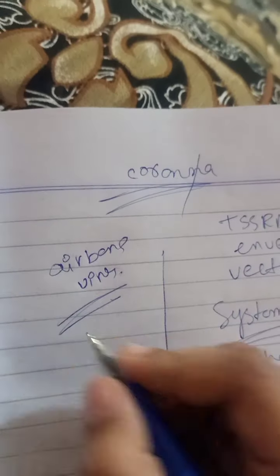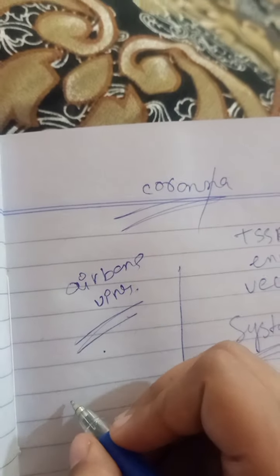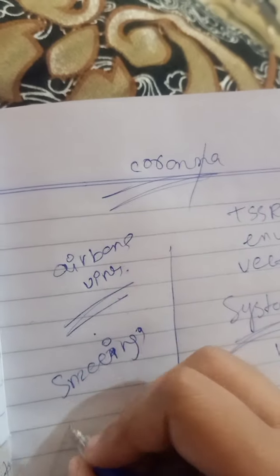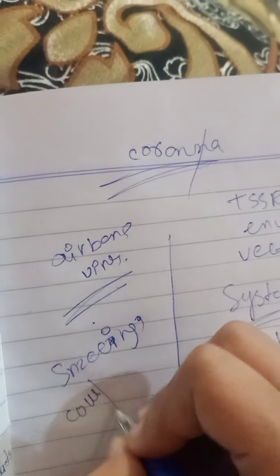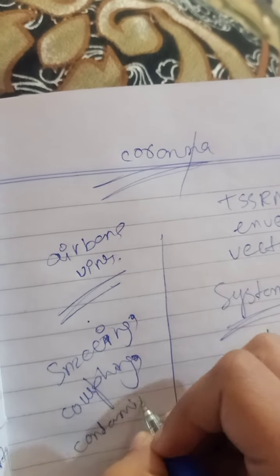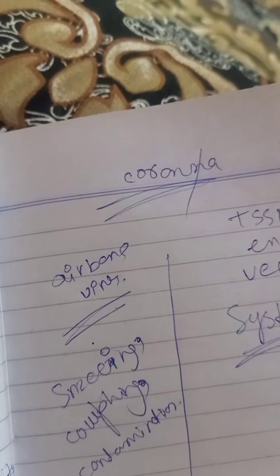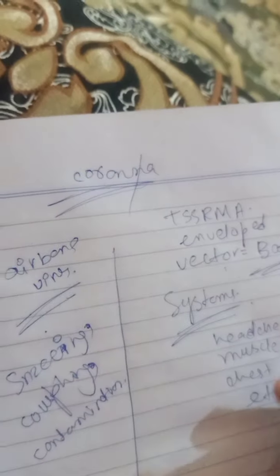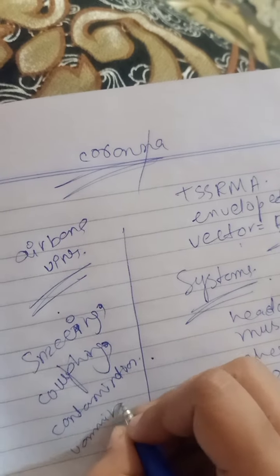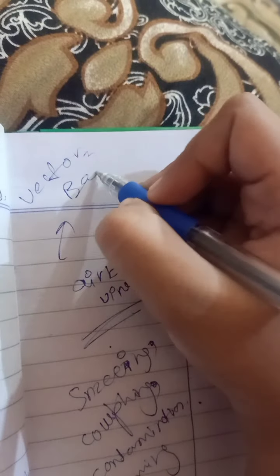Okay, airborne virus is transmitted through sneezing, coughing. Okay, and contamination, contamination of water, and there are many other symptoms as well, and you can say vomiting. If you're talking about the vector of the airborne disease, they also have the vector that is bat.